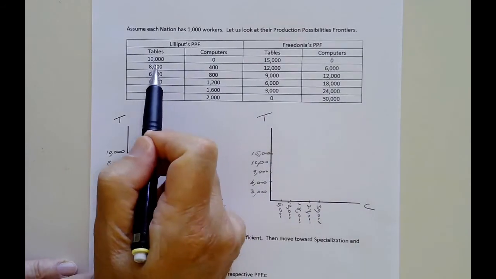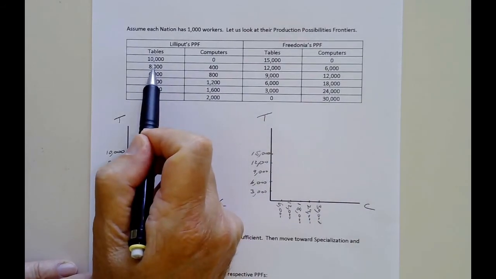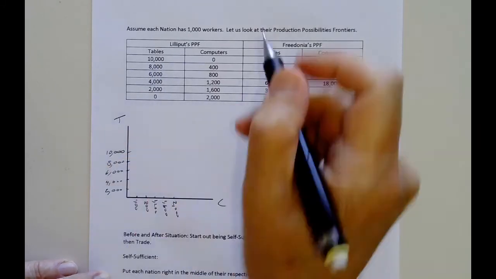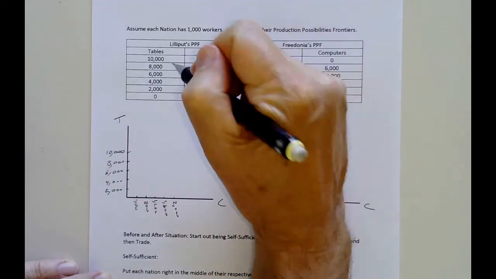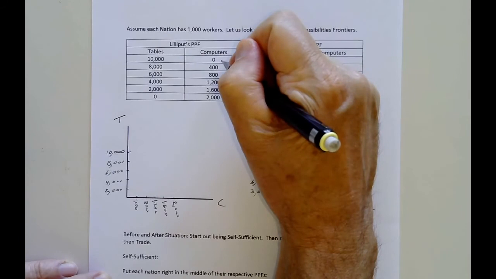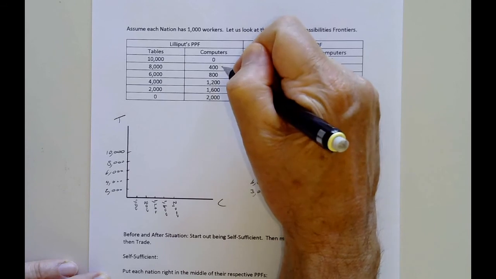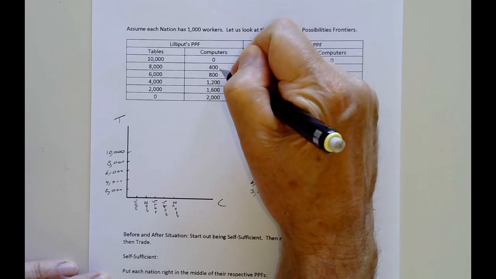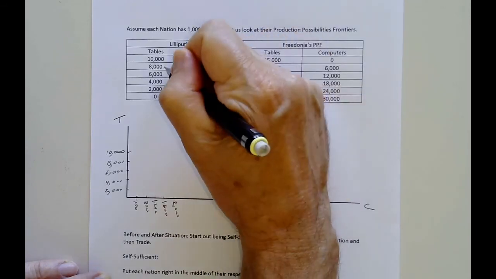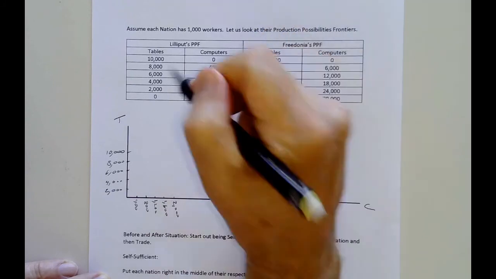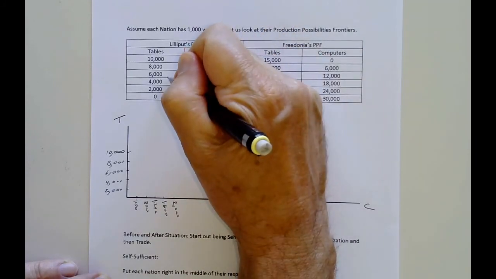So here, if we're going to have all of our workers making tables, remember each worker can make 10 tables. That's 1,000 workers times 10 tables, that's 10,000. If we want to produce some computers, then we have to give up some tables. We know that in Lilliput, the cost of making each computer is 5 tables. And so if they're going to produce 400 computers, they have to give up 5 times that amount in tables, and that's why it goes down by 2,000. So every time they produce 400 more computers, they're going to fall by 2,000 in terms of tables.